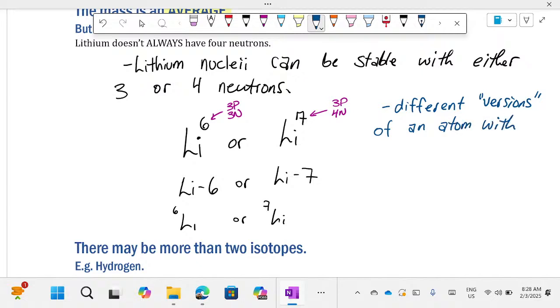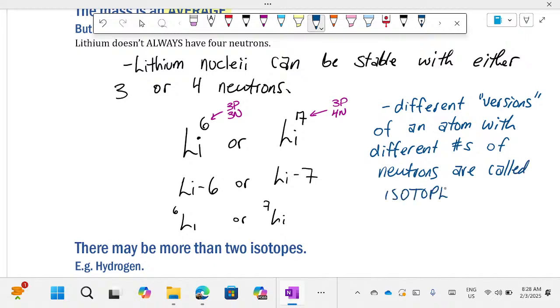Of an atom with different numbers of neutrons are called isotopes. Does anyone know what iso as a rule means as a prefix? So it means steady or the same or whatever. So in this case, we're talking about it being the same atom, but different versions of it, different masses. So isotopes have different masses.